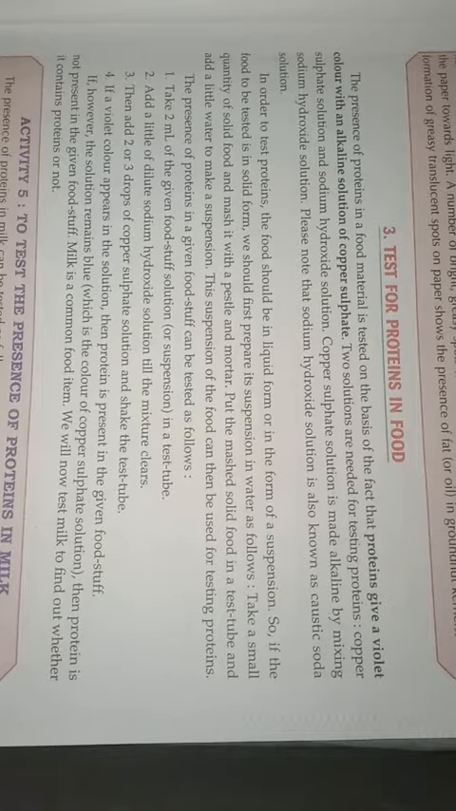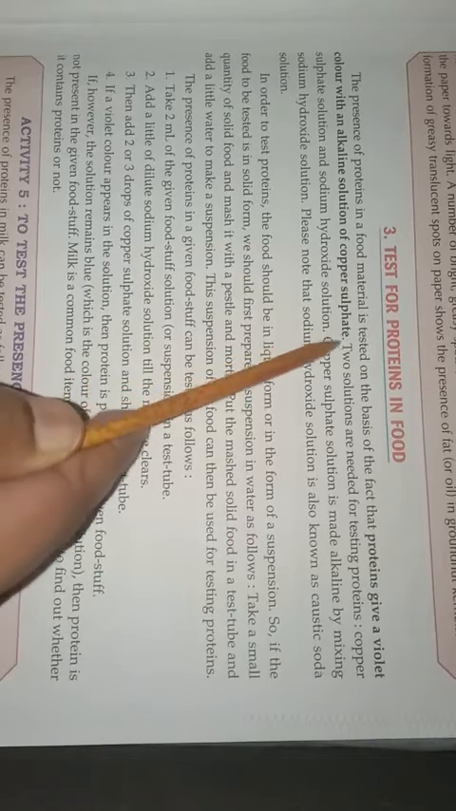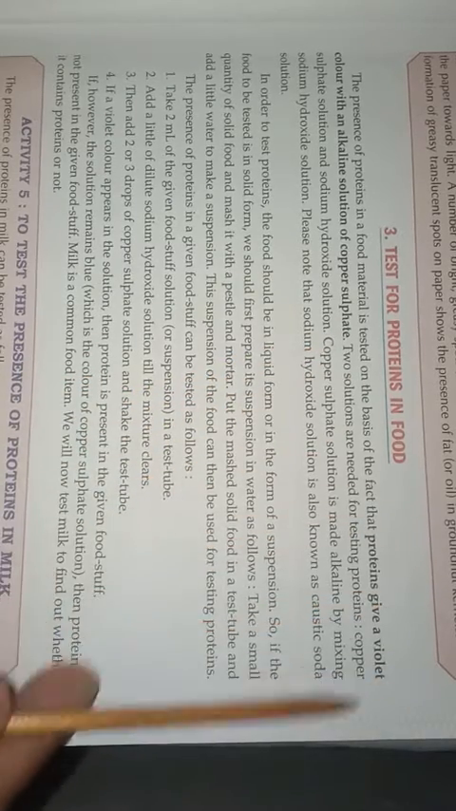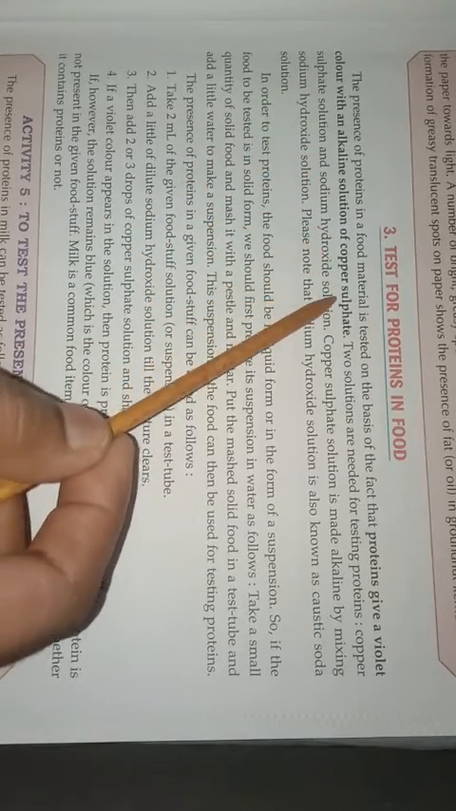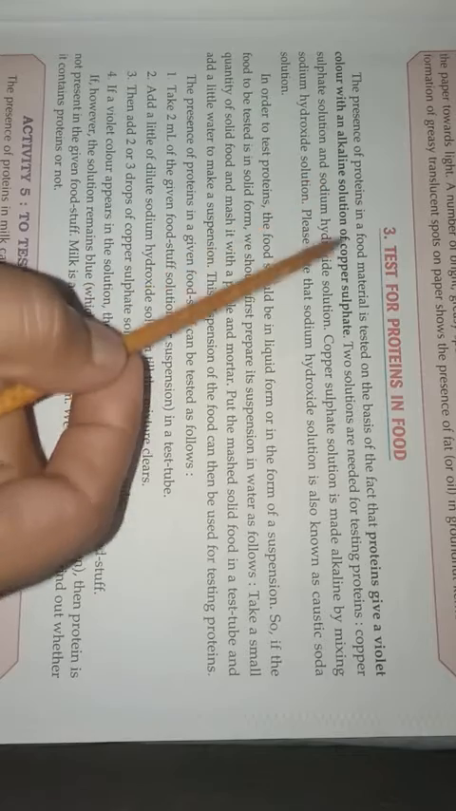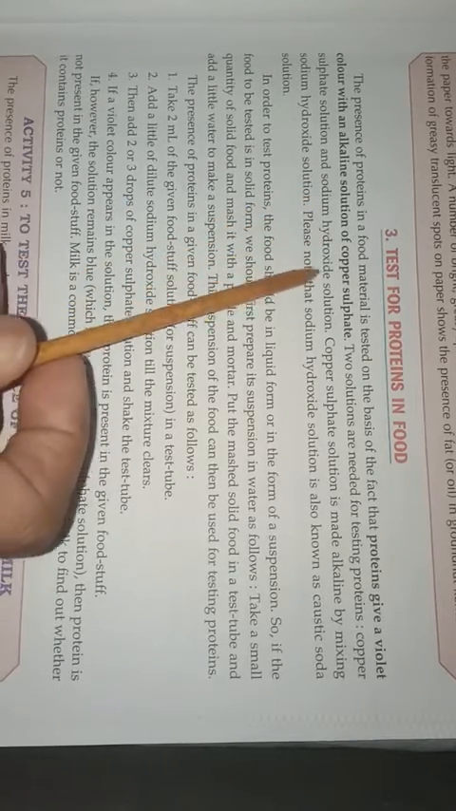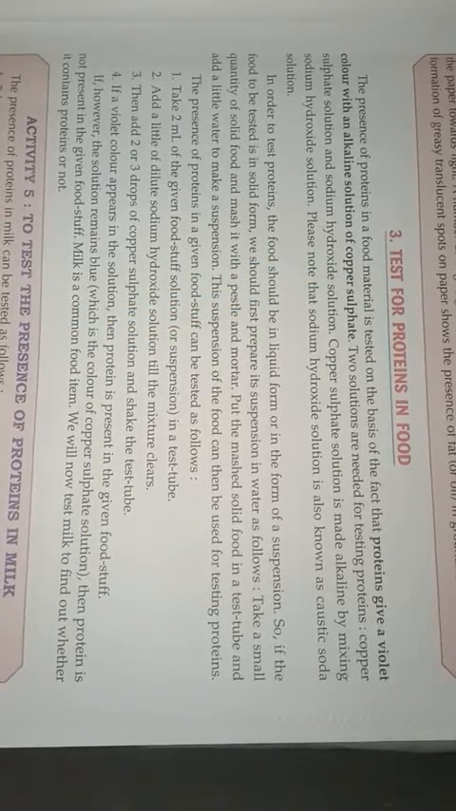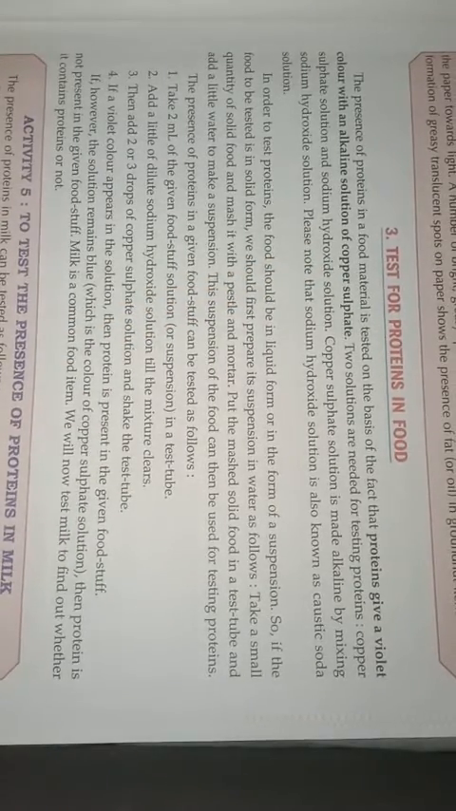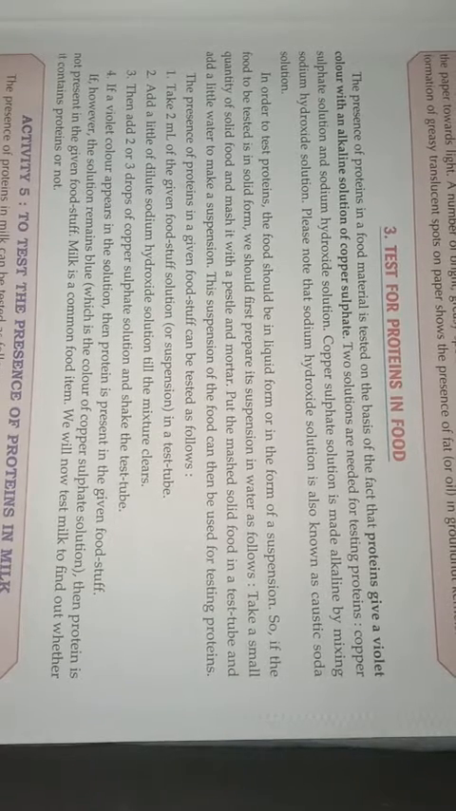You will study acid, base and neutral solutions in a further lesson. Protein gives a violet color when it mixes with the alkaline solution, meaning copper sulfate dissolved in water. That solution is ready. When copper sulfate is dissolved in water, we can say this is the alkaline solution of copper sulfate. In simple words, when we add copper sulfate solution to protein food, it gives us a violet color.